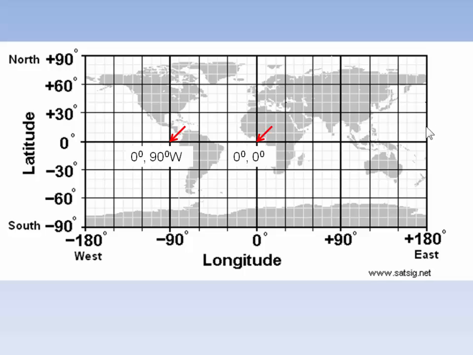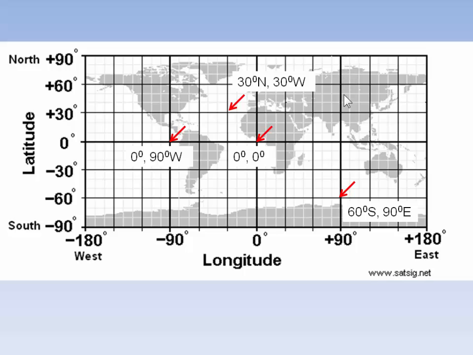This point is 0 degrees latitude, 0 degrees longitude. It's on the equator, and this is the prime meridian. So it's 0 degrees latitude, 0 degrees longitude. How about this one? That's 30 degrees north latitude and 30 degrees west longitude. How about this one? That would be 60 degrees south latitude, 90 degrees east longitude.